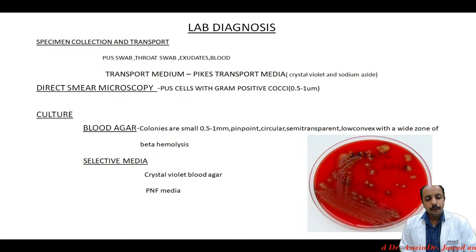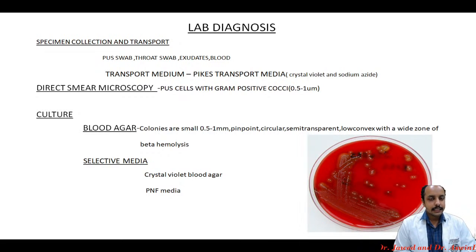Now for culture, this specimen is inoculated into the various culture media for about 24 hours at 37 degrees Celsius in the presence of 5 to 10% carbon dioxide. Streptococcus pyogenes is a fastidious organism, and it does not grow on nutrient agar and MacConkey agar. Hence, it requires enriched media like blood agar, where the colonies are small, 0.5 to 1 millimeter in size, pinpoint, circular, semi-transparent, low convex with a wide zone of beta hemolysis.